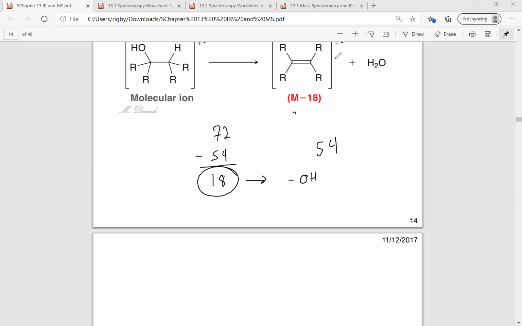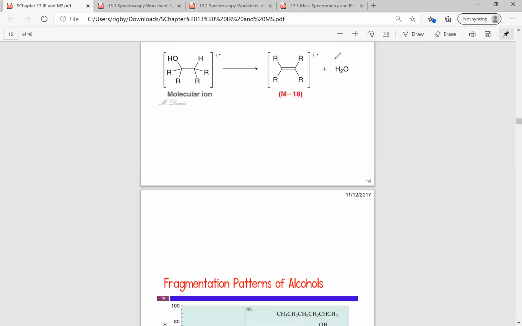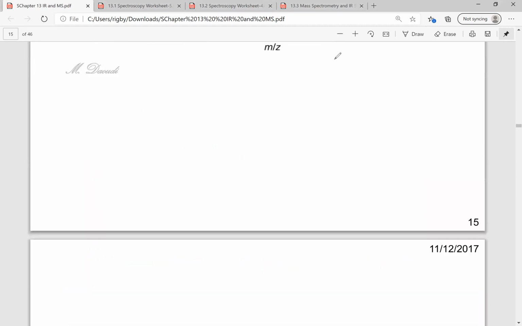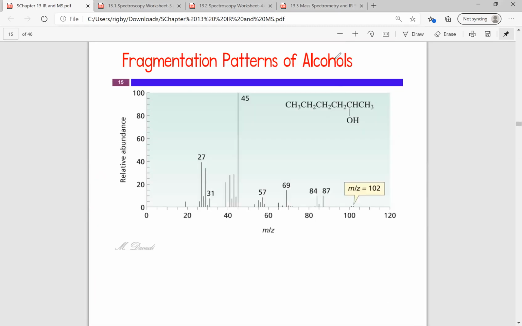All right? So that's our fourth sort of tell. Here's an example of the alcohol. So we see here our mass peak is at 102, and then what's 102 minus 18? That would be, hold on, I'm doing this in my head really quickly. 84? I think it would be 84.